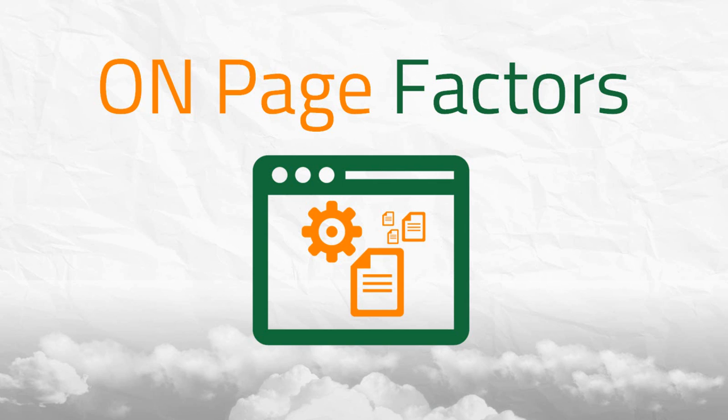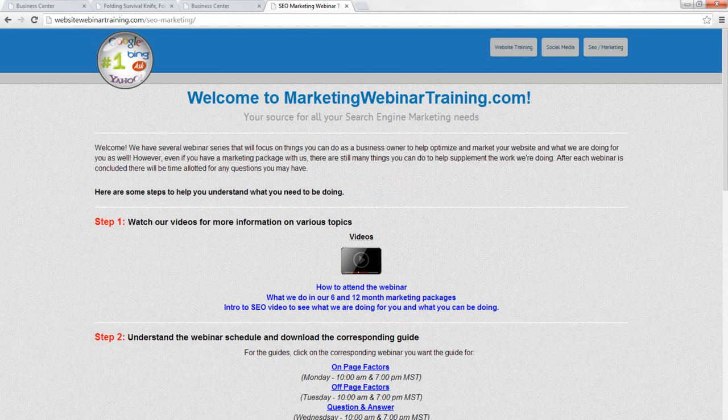But before we go ahead and get started, I wanted to take you to our website where you register for the webinars, and that is www.marketingwebinartraining.com. If we go to the site, you'll see a step-by-step instruction list. It has step 1, step 2, and step 3. In step 1, you can watch some of the videos so you can understand what we're doing. The Intro to SEO video is extremely important, and we highly recommend that you watch it if you haven't had a chance to do so. Simply click on this link and it will take you to that video.